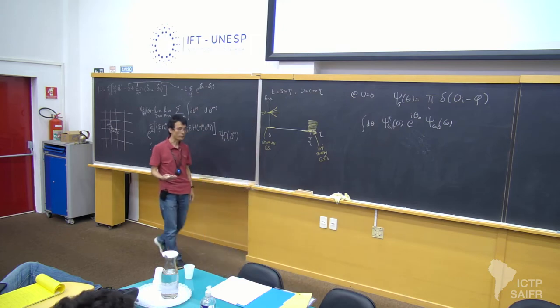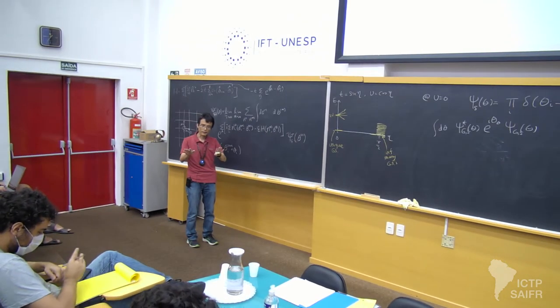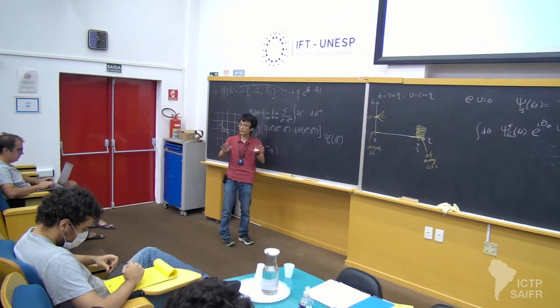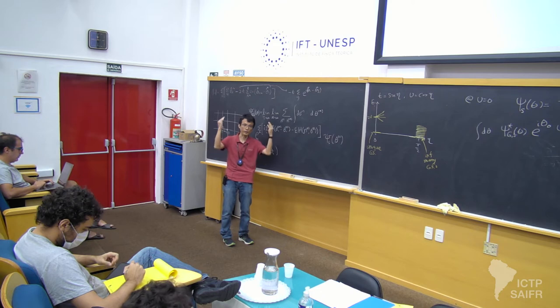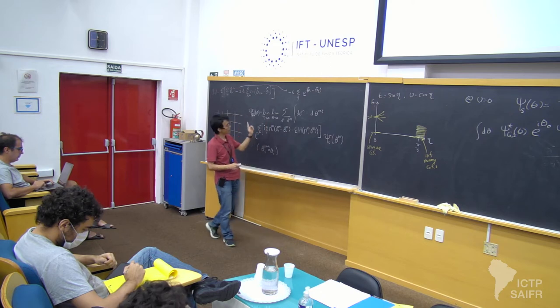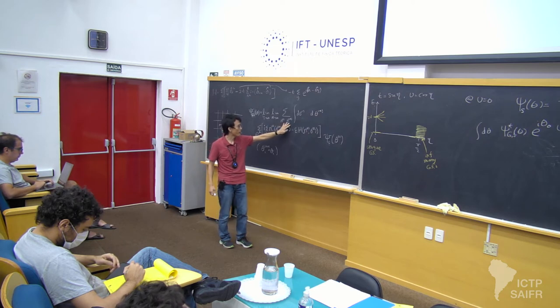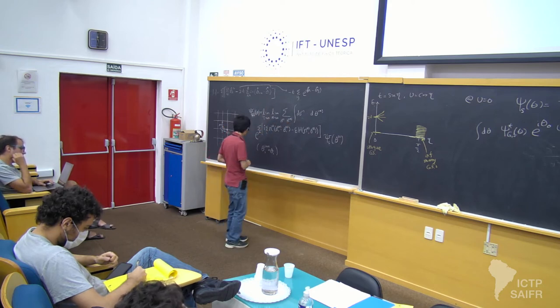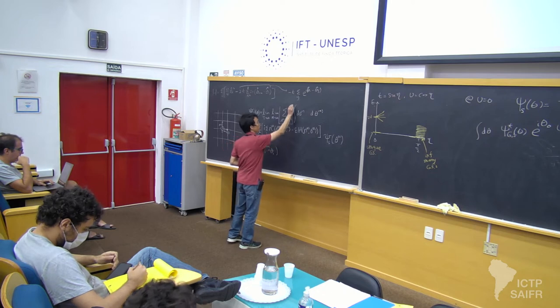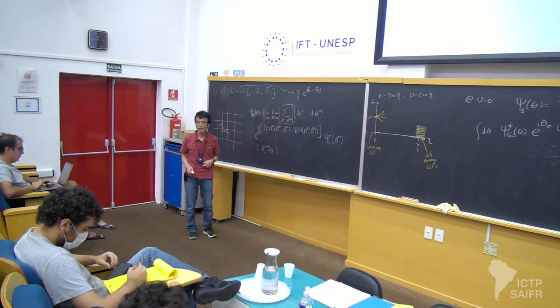And also because the angle is almost a classical variable here, the angle doesn't fluctuate much, right? But angular momentum is wildly fluctuating. So therefore, in this path integration, it's convenient to do the angular momentum path integration first, because this is a wildly fluctuating variable. So we are going to do this sum first, okay?